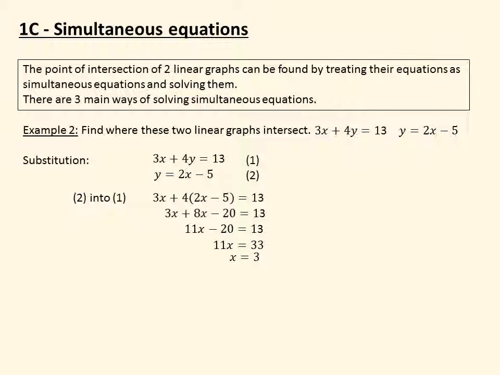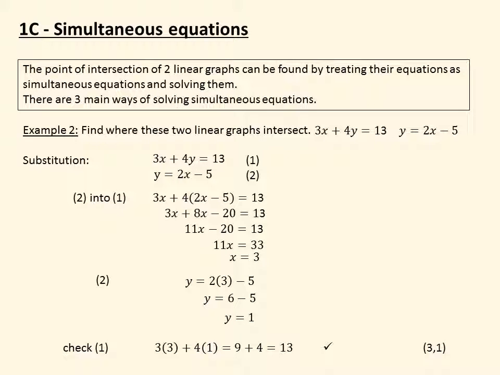Again, we can use either equation to find the value of y. So if we put this into 2, we find that y is 1. Again, it's a good idea to check this answer. We've used equation 2, so we're going to put both values into equation 1. We get out the answer 13, which is the correct one. So we know that these two graphs cross at the point 3, 1.